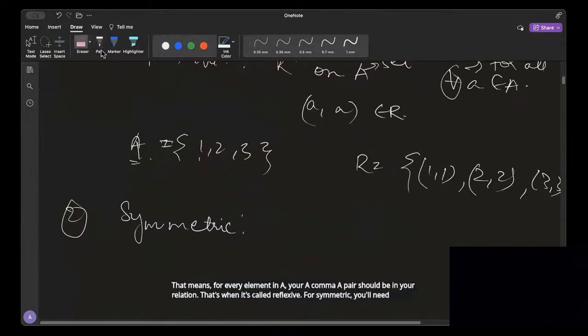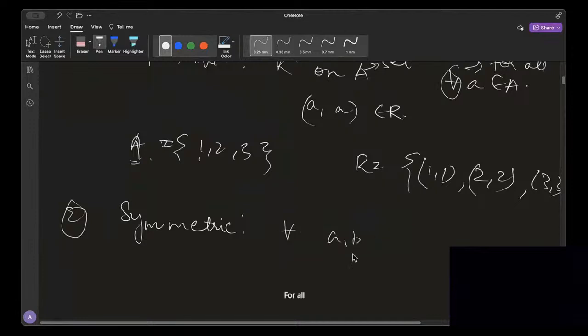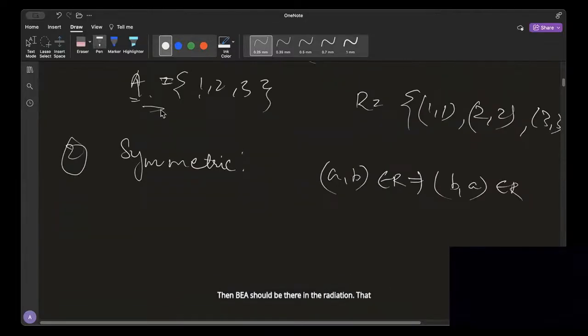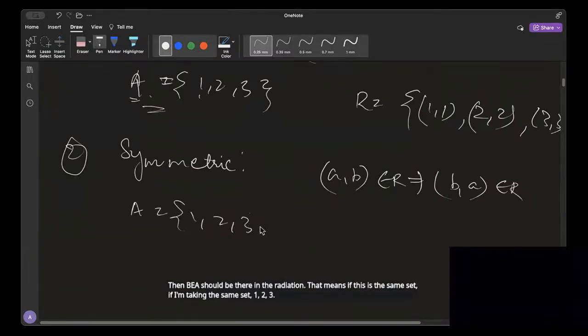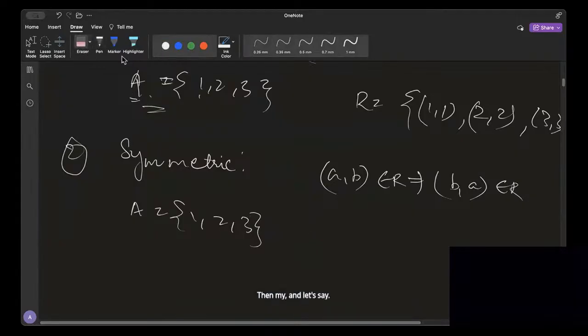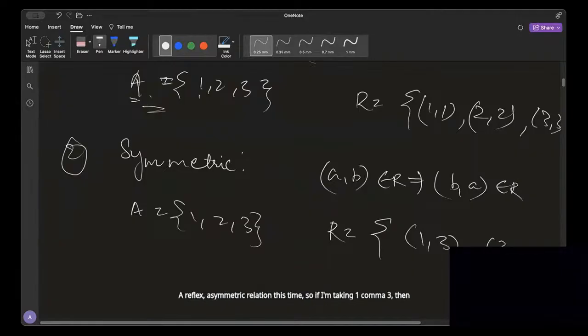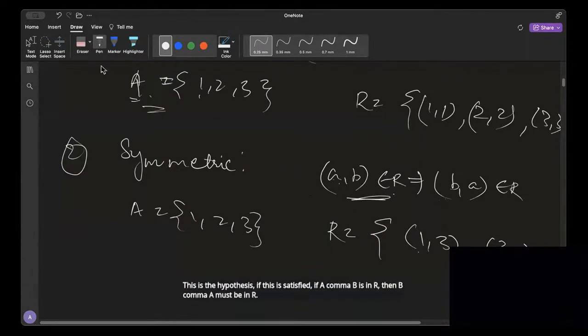For symmetric, you need for all (a, b) belonging to the relation, you will need (b, a) in the relation. That means if (a, b) belongs to your relation, then (b, a) should be there in the relation. If I'm taking the same set 1, 2, 3, and I have to define a symmetric relation this time, then if I'm taking (1, 3), I need to make sure that (3, 1) is also there. Only if (1, 3) is there do you have to make sure that (3, 1) is there. So if this hypothesis is satisfied, if (a, b) is in R, then (b, a) must be in R. That's your symmetric relation.